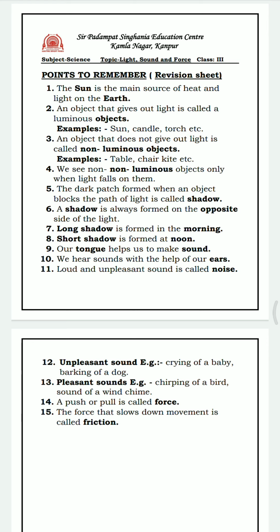Okay. So children, if we ask you to differentiate between luminous objects and non-luminous objects, how are you going to differentiate? First you will say luminous objects: the objects that give light of their own are called luminous objects. Okay. Examples are sun, candle, bulb, etc. And non-luminous objects: the objects that do not give light of their own are called non-luminous objects. Examples are table, chair, kite, etc.